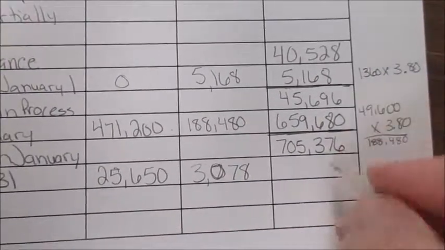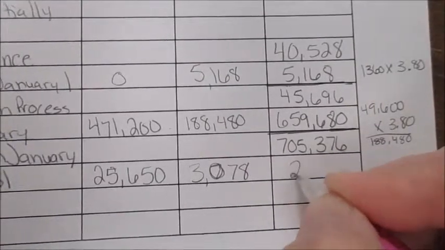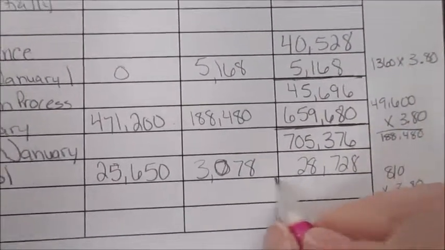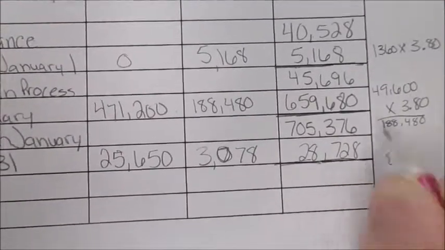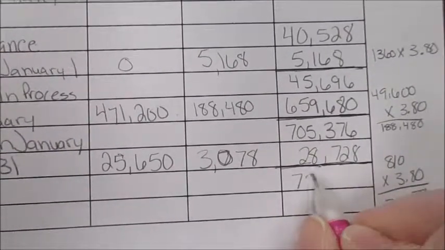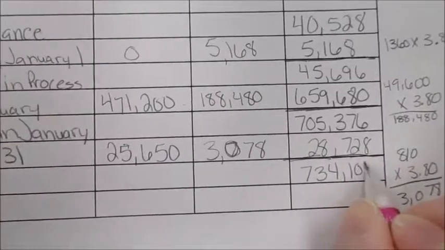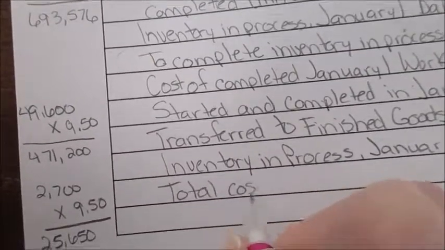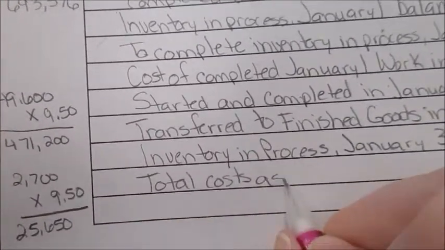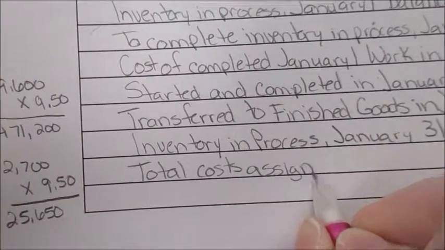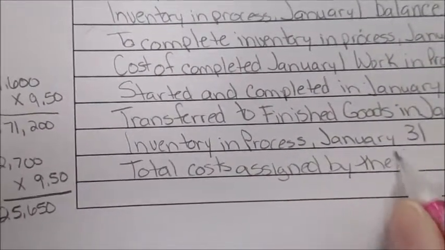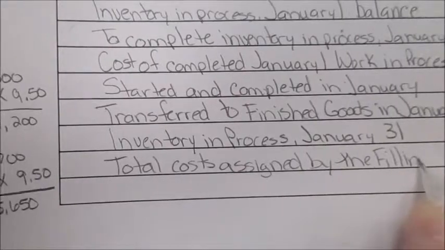Add those two numbers together. I get 28,728. Add those two numbers together, and I get 734,104. And this tells me my total cost assigned by the filling department.